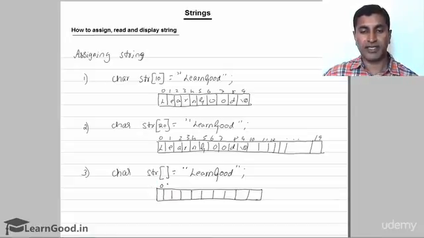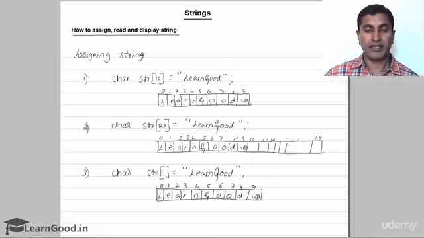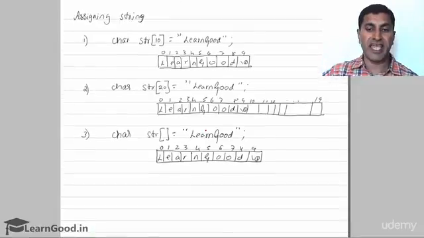So the index number is going to start from 0 and you'll have your learn good stored in this way. So when you don't mention the size, it's also fine in this case. Here it's going to be exactly a 10 element array. So these are the 3 ways where you can directly assign a string which is enclosed within double quotes.